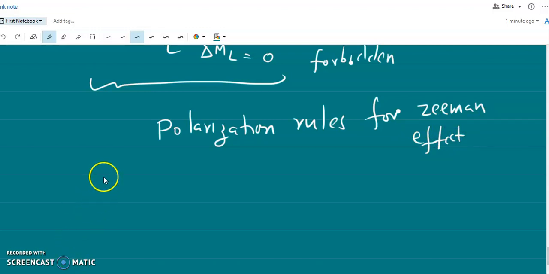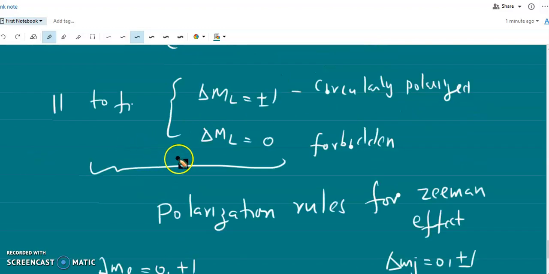So the selection rules are given by delta ml is equal to 0 plus or minus 1. We have already studied this. This is the selection rule for the magnetic quantum number ml, the magnetic quantum number due to orbital motion. For mj also, delta mj is equal to 0 plus or minus 1. We will study this later. So these are the selection rules and these are the polarization rules.